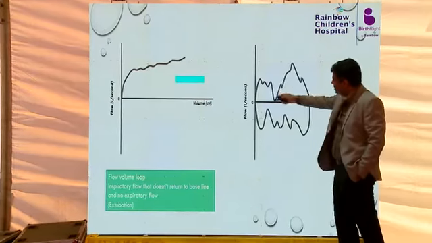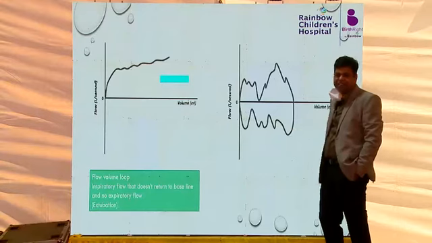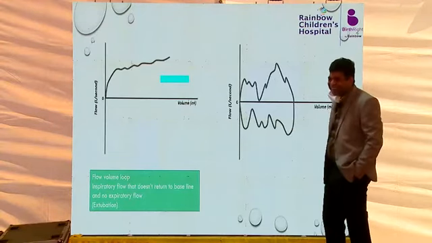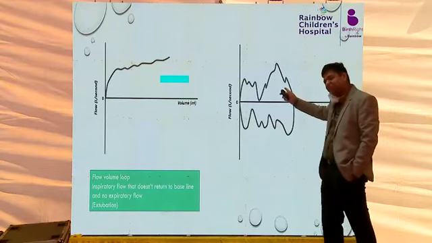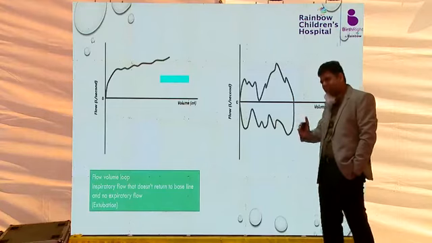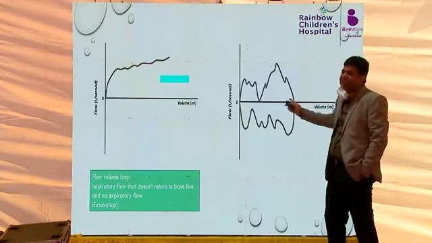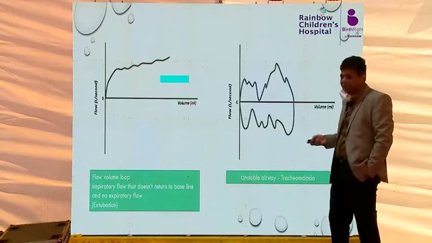And here it's like the hole is the jiggle. What is this? Sorry, blender? Water, no, water was mainly inspiration. It can be both inspiration and expiration. Water can be a possibility, but many times in tracheomalacia, you will see this kind of pattern when you have a vulnerable airway.